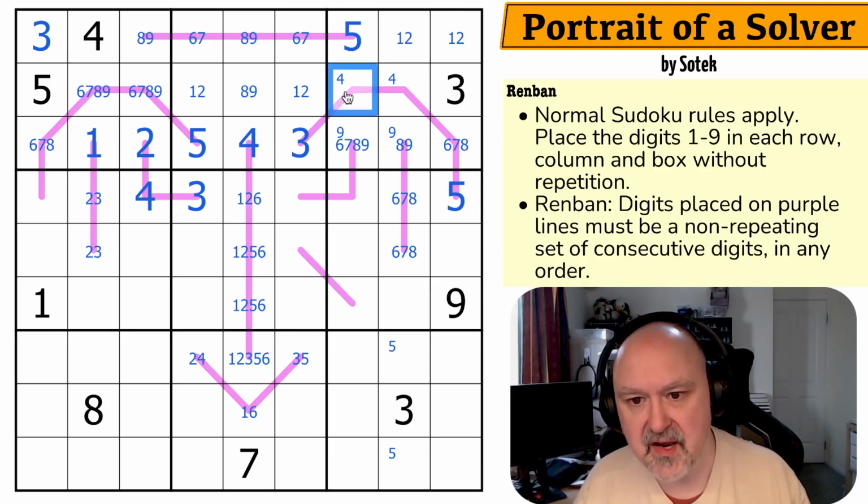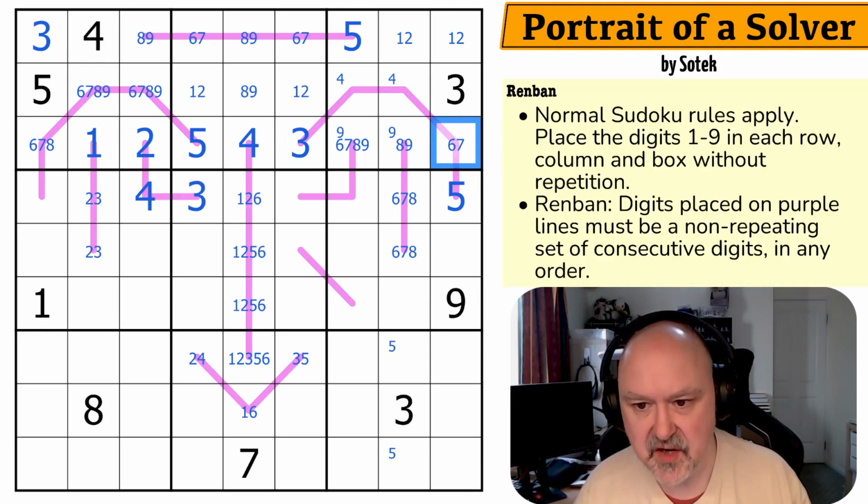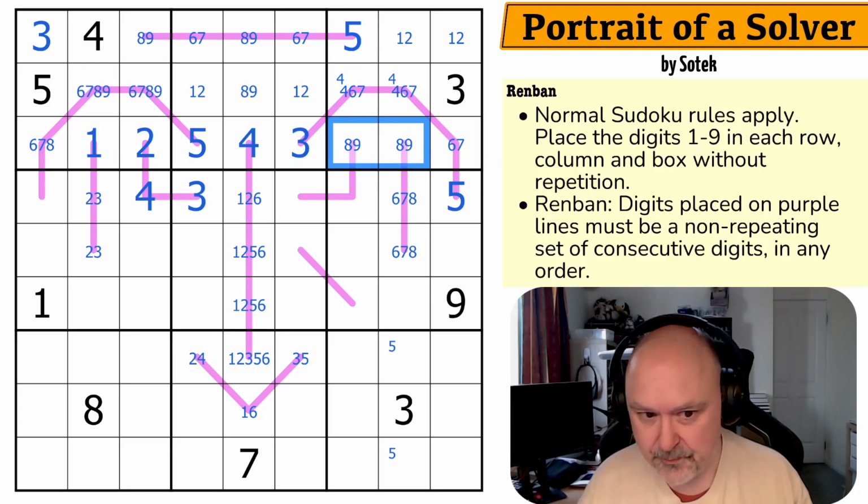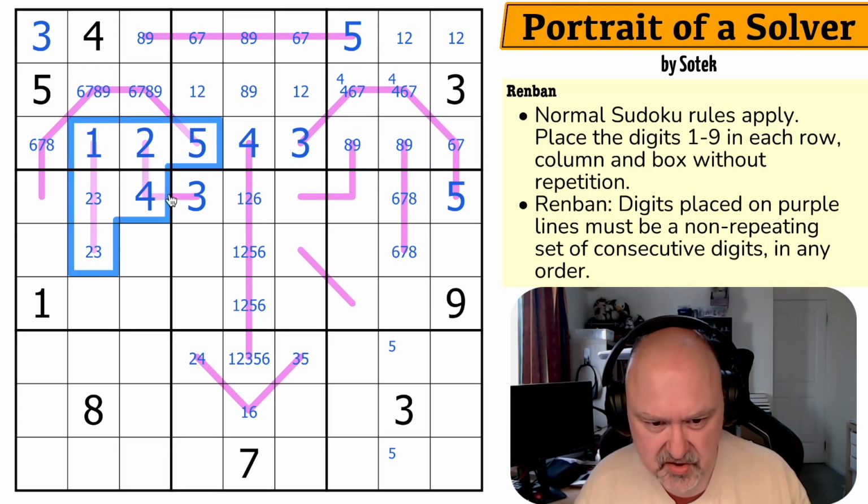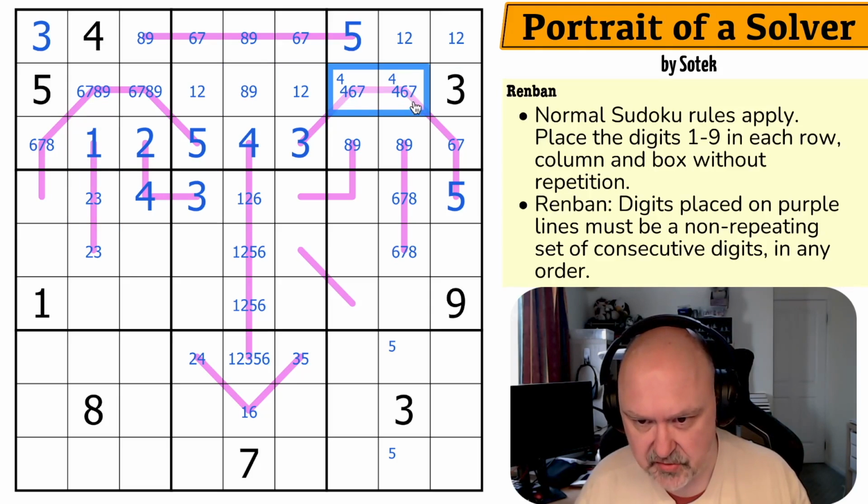So this is now 3, 4, 5, 6, 7. There's no 8 on these. These are 4, 6, and 7, giving me a 4, 6, 7 in the box. This isn't a 6, 7. This is an 8, 9. And now I can probably do similar logic to what I did with the 1, 2, 3 over here. It was just a little bit more tricky to get to.